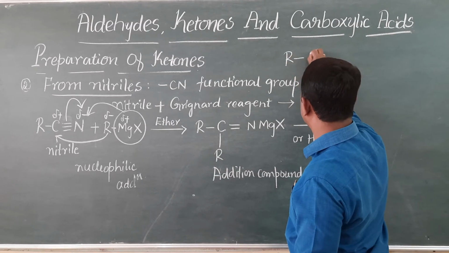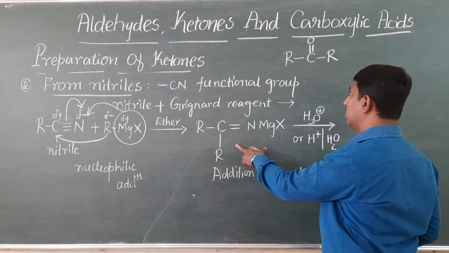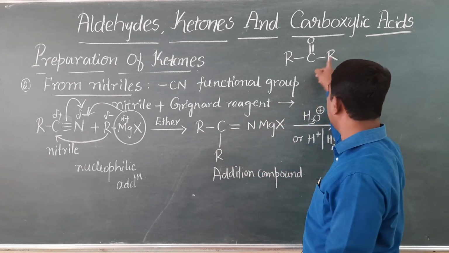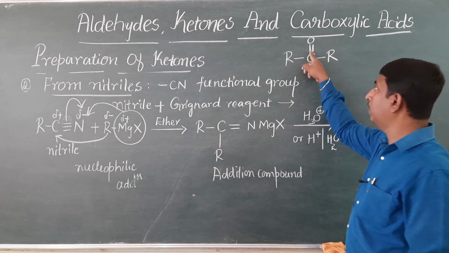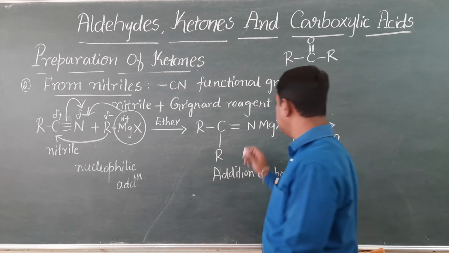The formula of a ketone is like this: R, C double bond O, R. Look here, R is there, carbon is there, one more alkyl group is also there, double bond is there, but oxygen is missing.